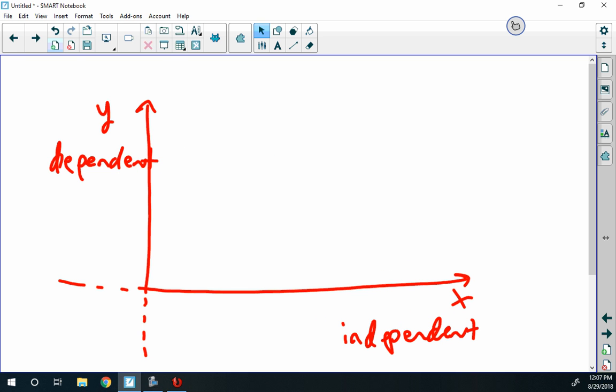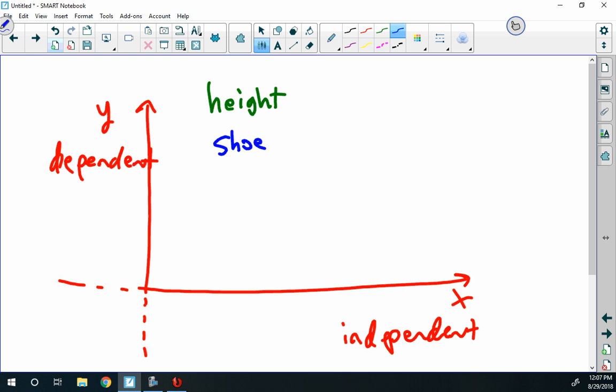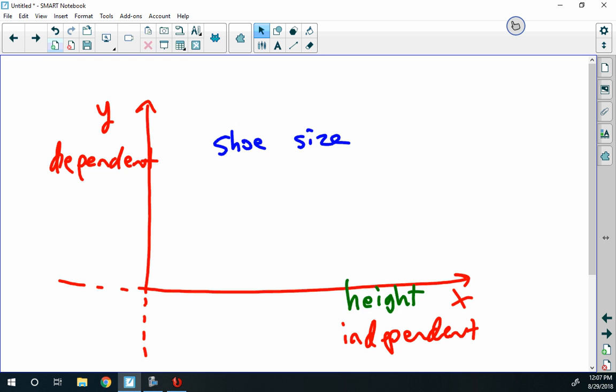So we're talking about height and we're talking about shoe size. So let's think about this. We're talking about somebody's height and we're talking about somebody's shoe size. What do you think we should make the independent variable, height or shoe size? Height? Okay.